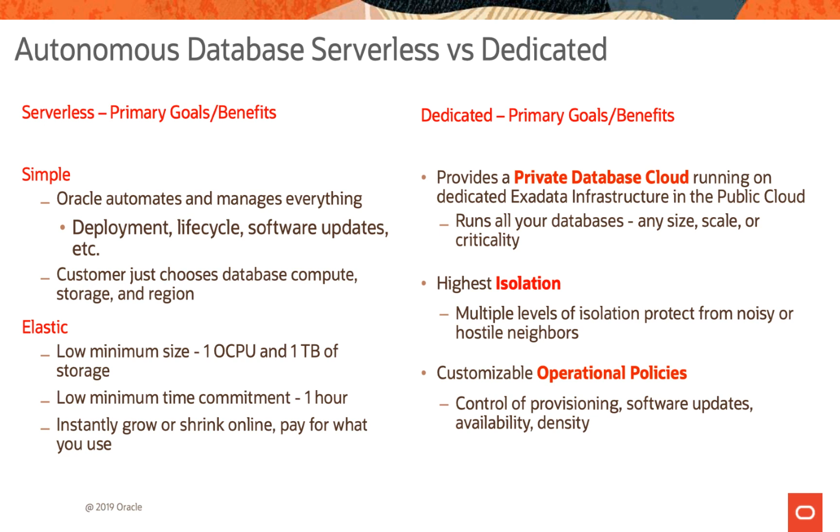On the other hand, with Autonomous Database Dedicated, the primary benefits are that it is your own database cloud, running on dedicated Exadata infrastructure. It can run all of your databases, of any size, scale, or criticality. It provides you higher isolation. It runs inside a secure isolation zone so that it can provide you the highest protection from any other tenants. You can configure multiple Exadatas or container databases for intra-company isolation. It provides various customizable operational policies, so control of provisioning and updates is in the hands of the customer. Availability and consolidation density all come with the dedicated offering.